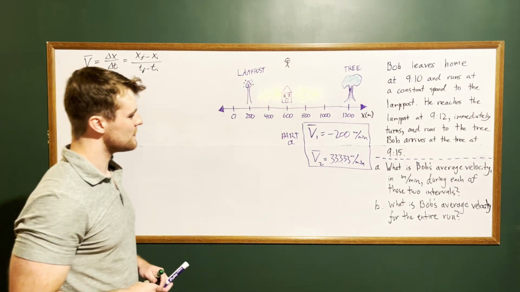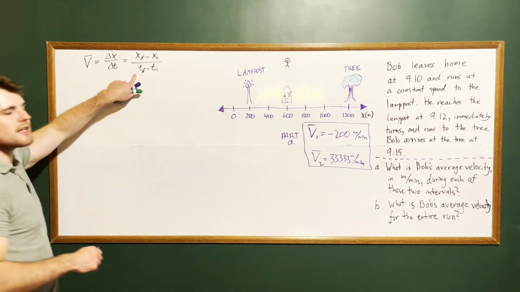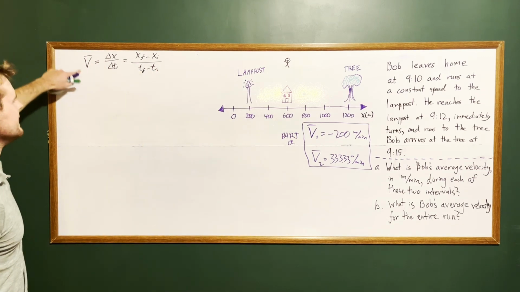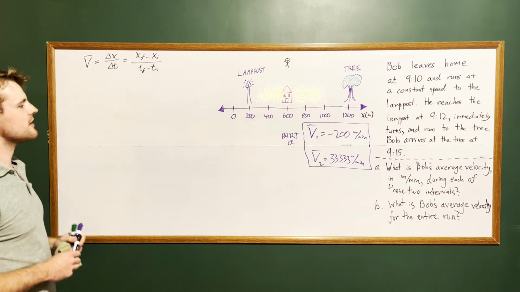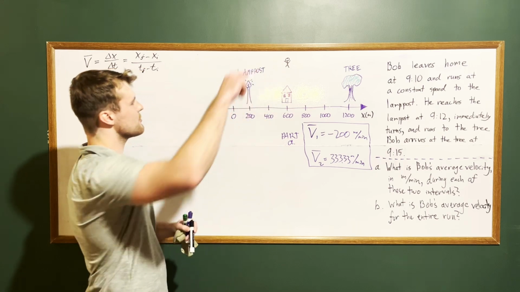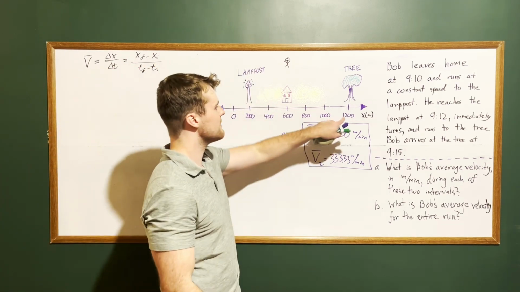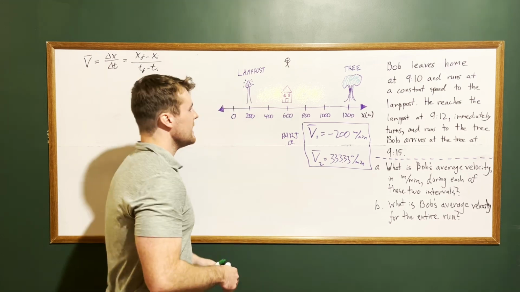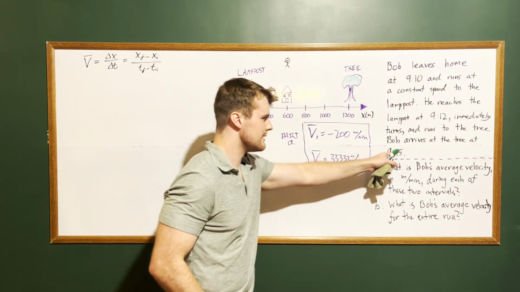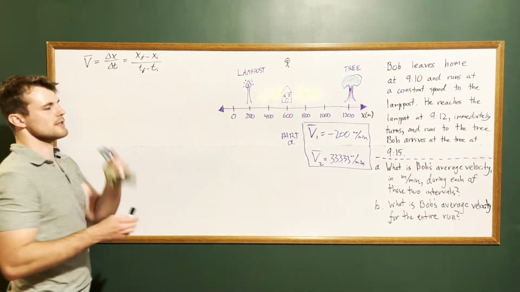What is Bob's average velocity for the entire run? Well, we are just going to be using this equation yet again, solving for our average velocity, V bar. Let's figure out all of our values. Remember, Bob starts at 600 meters and he ends after the 2 intervals at the tree, which is 1200 meters. How long does it take for him to do it? He starts at 9:10 and he ends at the tree at 9:15. Delta t is just 5 minutes.